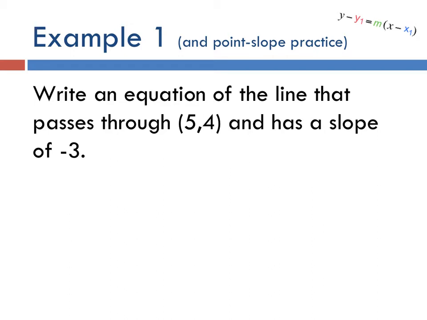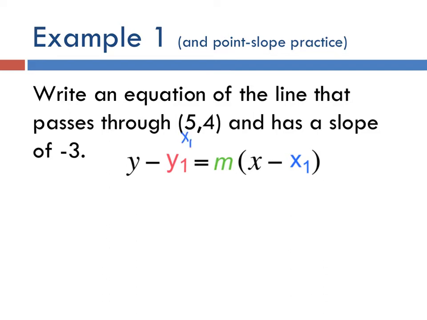Alright, so in this example, it's asking to write an equation of a line that passes through the point 5, 4 and has a slope of -3. And let me zoom this in. Remember, this is our form, y minus y1 equals m times x minus x1. Now this is really helpful because we have x1 already. We have y1, because remember, it's just a point, and we have the slope. So all we really need to do is plug everything in.